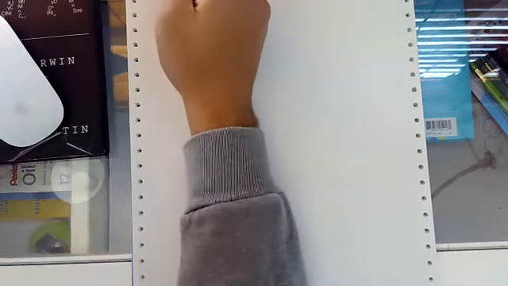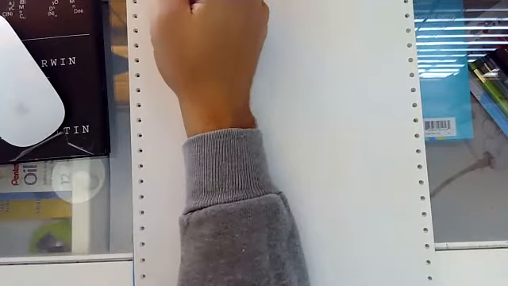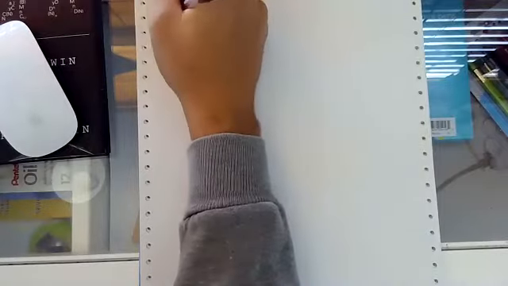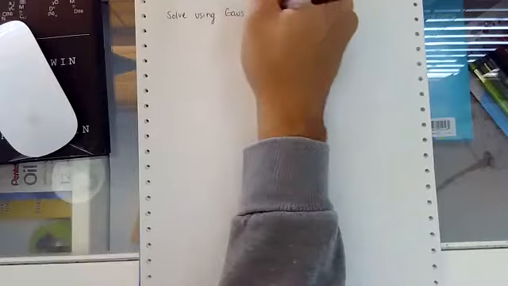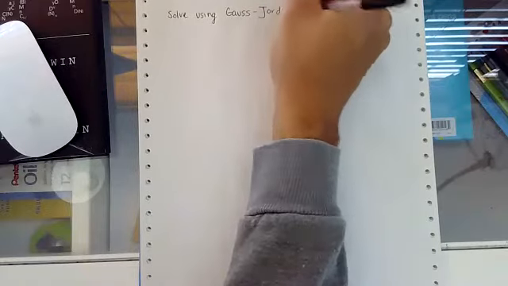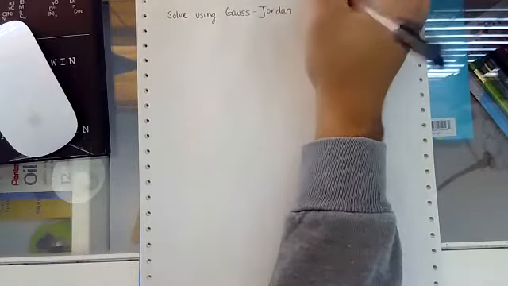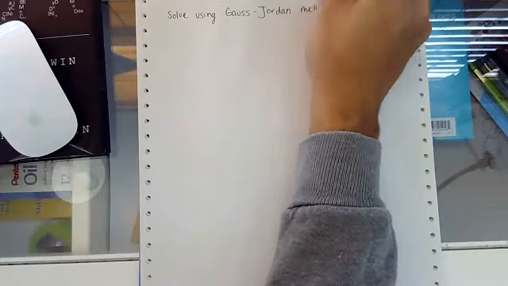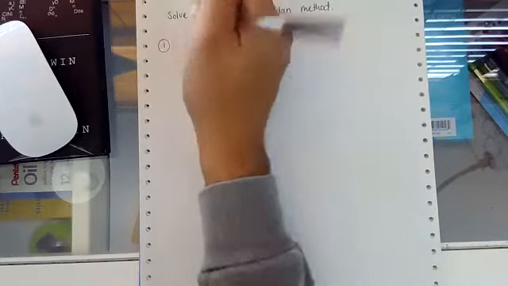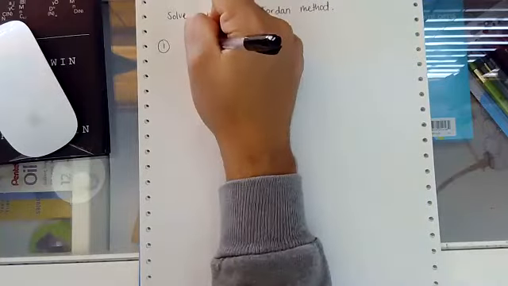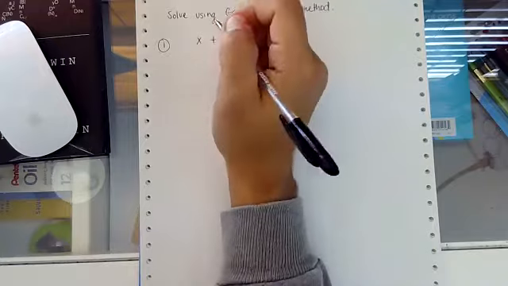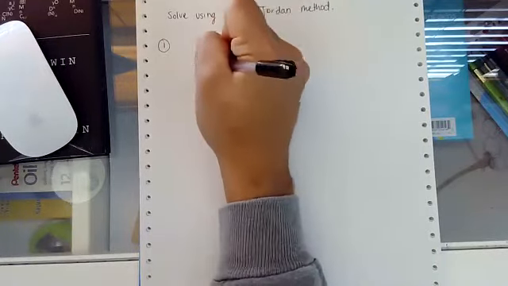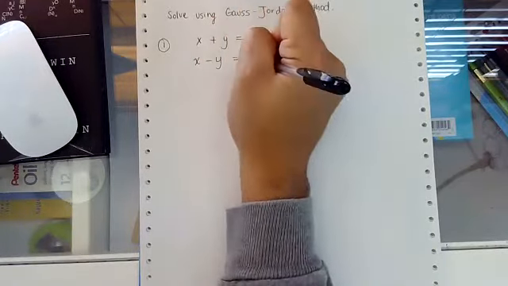Okay, so what I'm going to do is start us off with a system of equations. And so I want to solve using the Gauss-Jordan method. Again, just a fancy way of saying solve using a matrix. So this is going to be the system that I'm going to give you: x plus y equals 5, and x minus y equals -1.